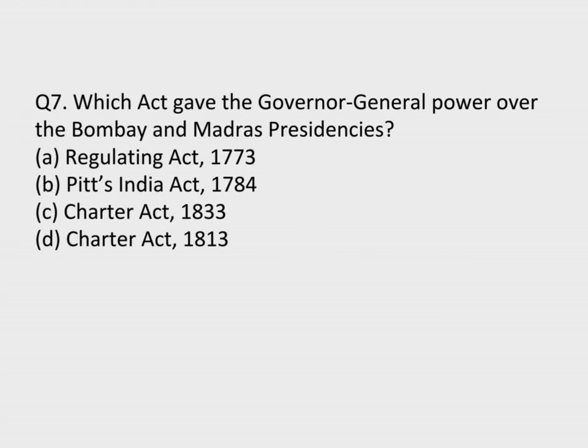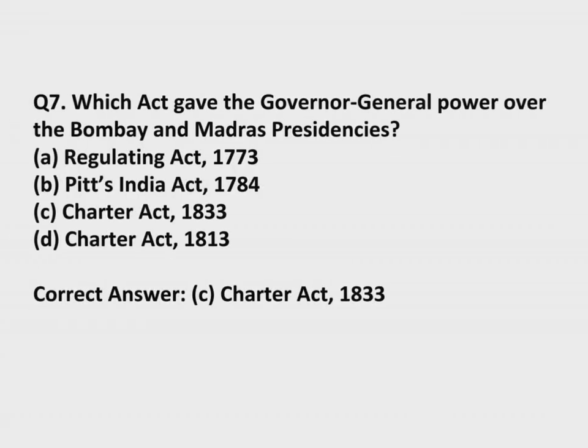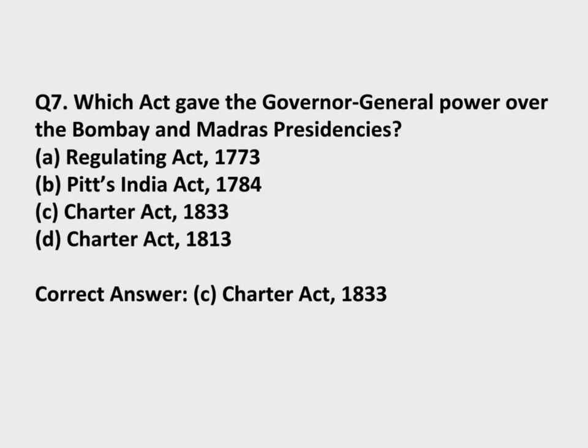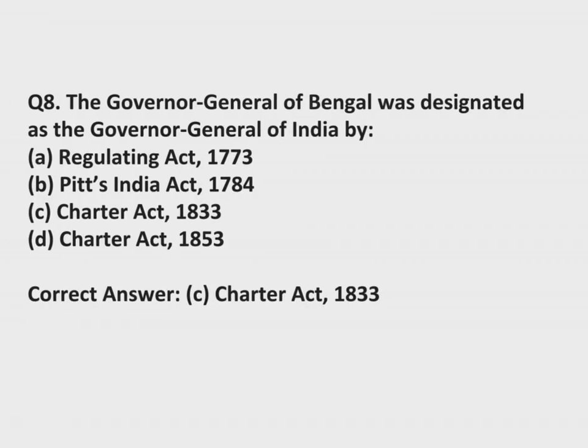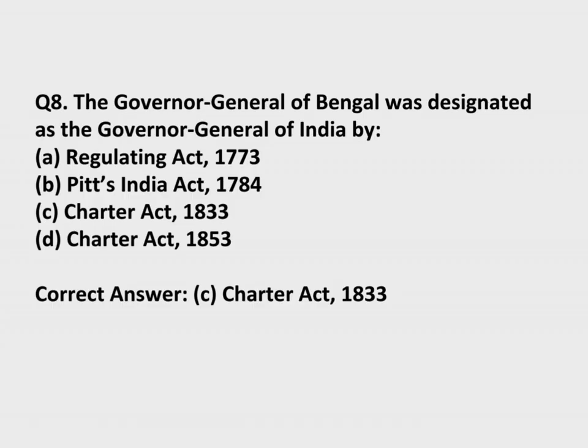7. Which act gave the Governor-General power over the Bombay and Madras presidencies? Correct answer, C. Charter Act, 1833. 8. The Governor-General of Bengal was designated as the Governor-General of India by. Correct answer, C. Charter Act, 1833.